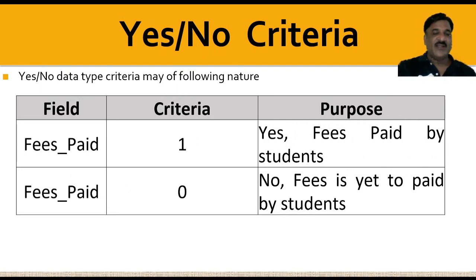Then yes/no criteria, how to specify? Suppose you want to view all the students who have paid the fees, in that case you need to specify in the criteria 1. So 1 represents what? Any non-zero value represents a true value. So in this case 1 means it is a true value, and 0 means it is a no. It means it is a false value.